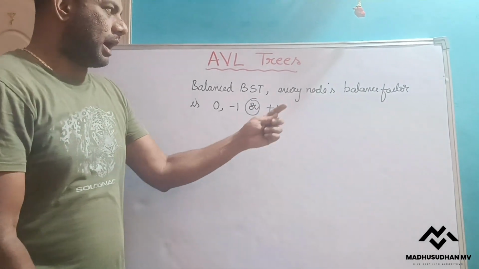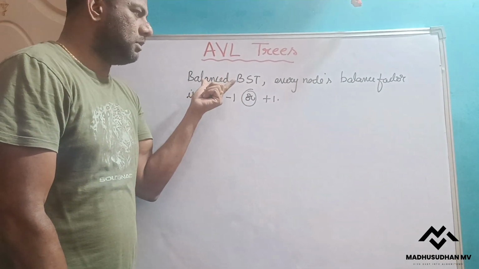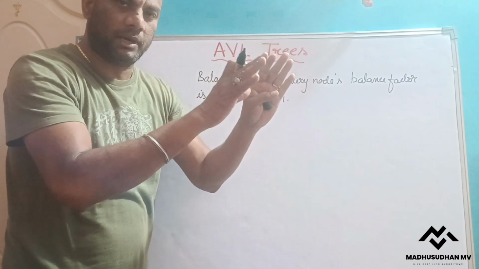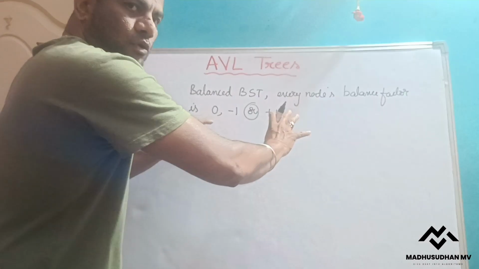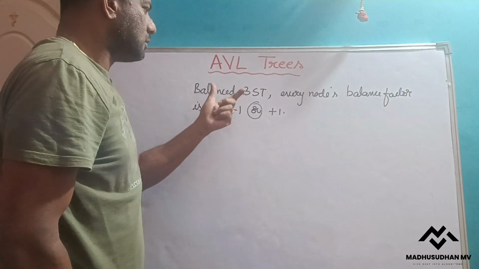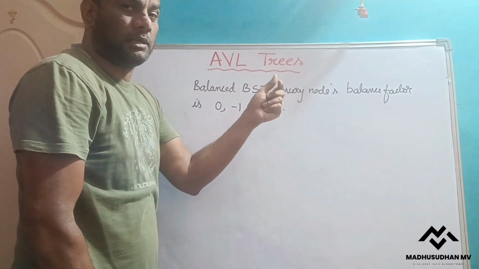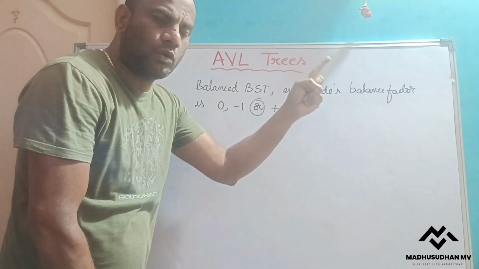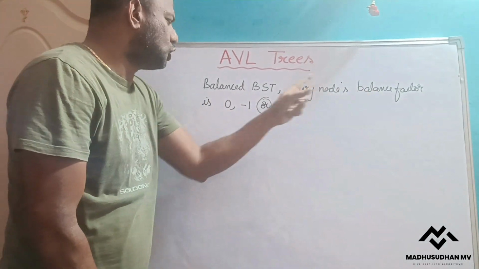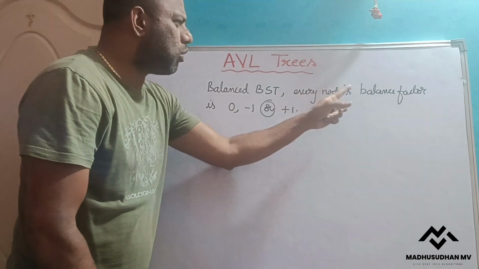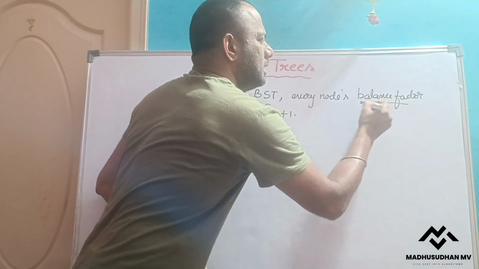Now I added one more thing. We know what a balanced binary search tree means: a binary search tree where both the left subtree and right subtree should be balanced. But in the balanced binary search tree, every node's balance factor should be either 0, -1, or +1. Now, what do you mean by this balance factor?